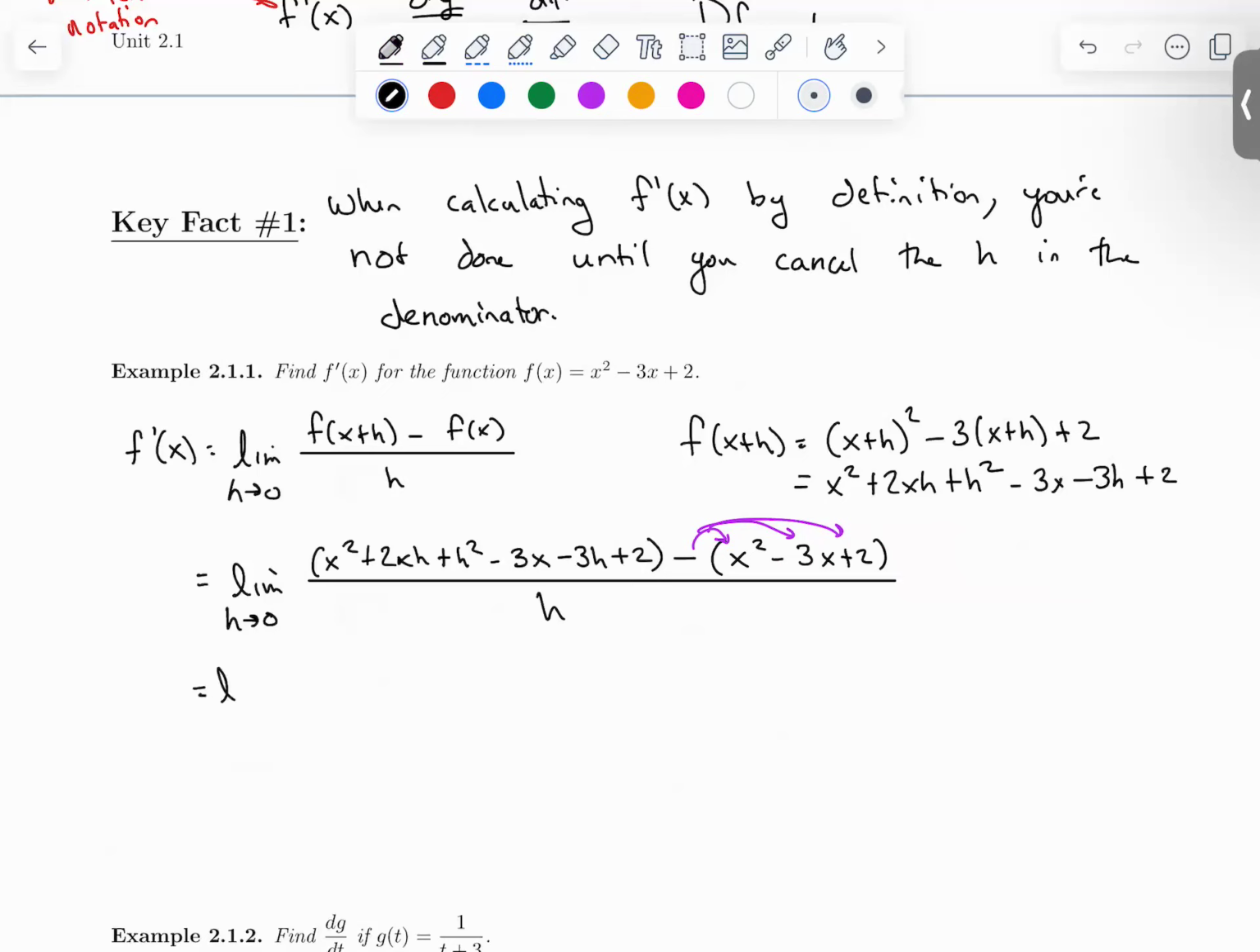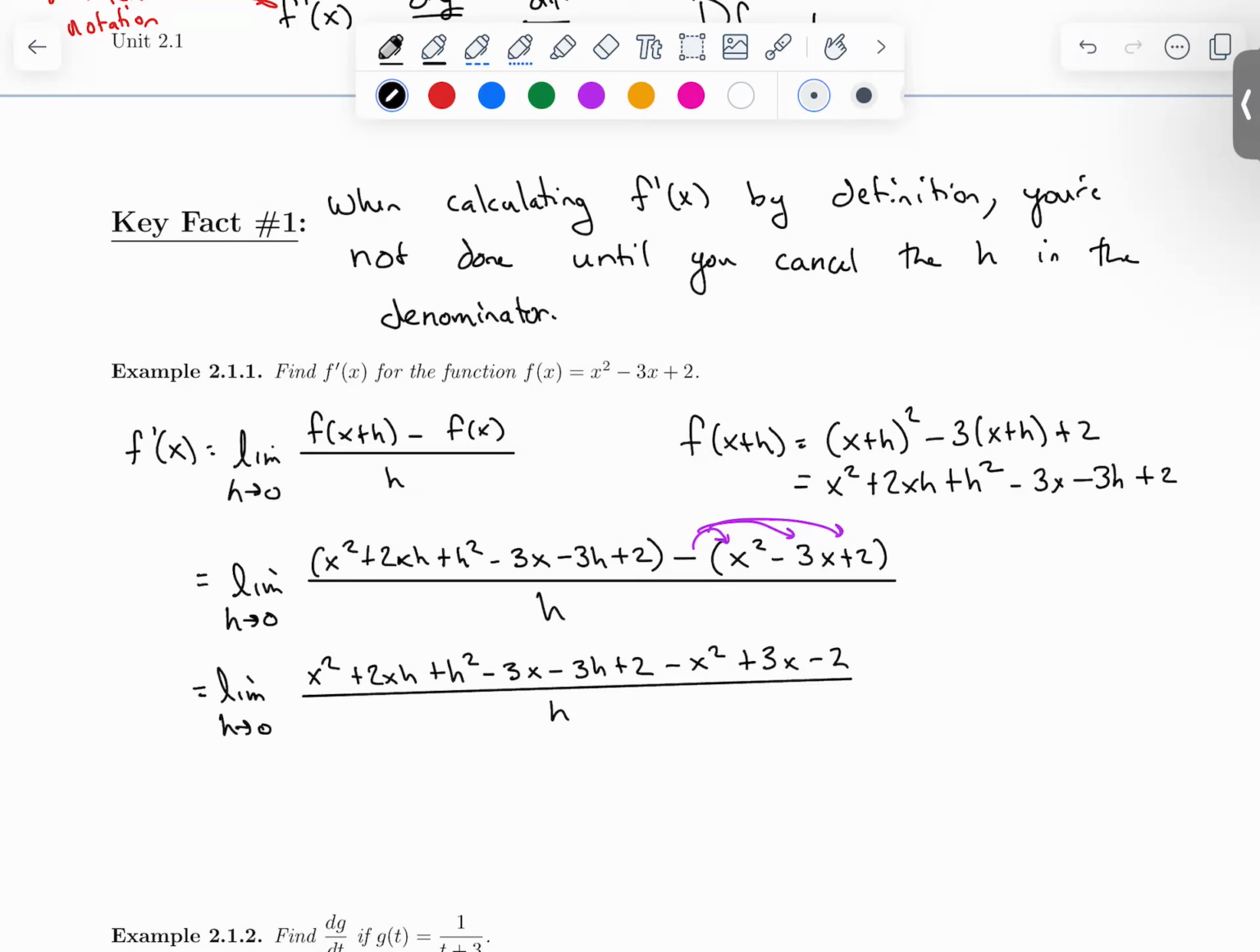So this will be limit as h approaches 0 of x squared plus 2xh plus h squared minus 3x minus 3h plus 2 minus x squared plus 3x minus 2, since we distributed that minus sign, all divided by h. Now, I guarantee you, if you try and plug in h equals 0 right now, you'll get 0 over 0, which is telling you that you need to do something. Something needs to be happening.